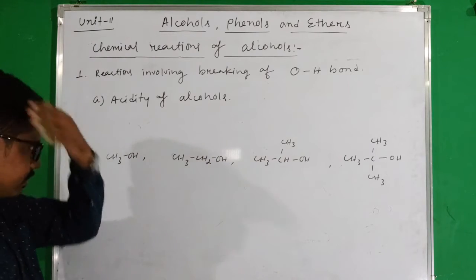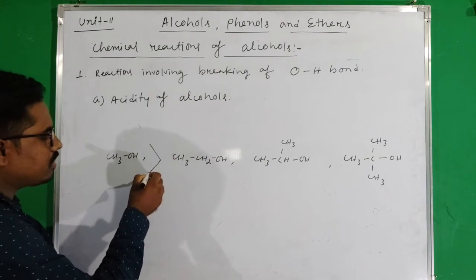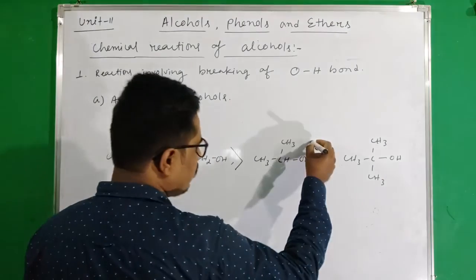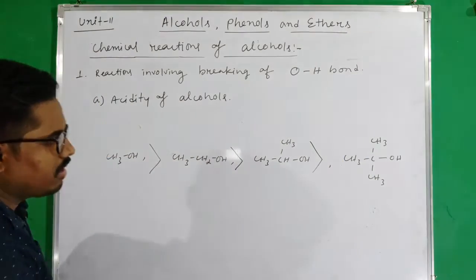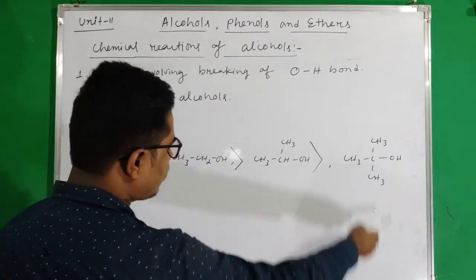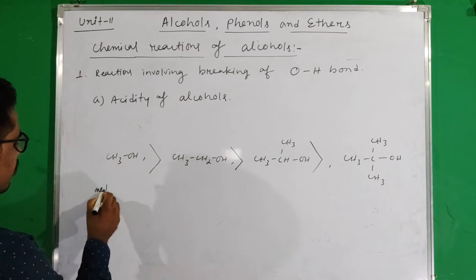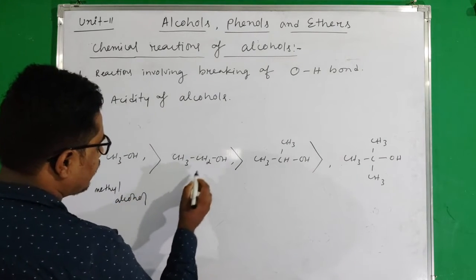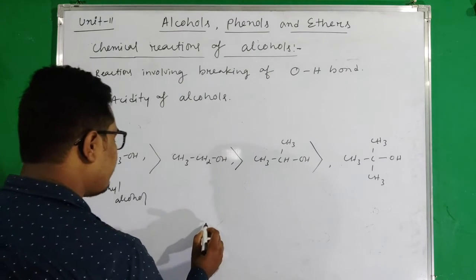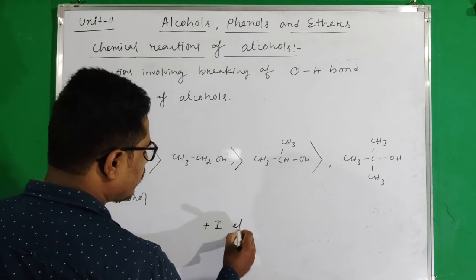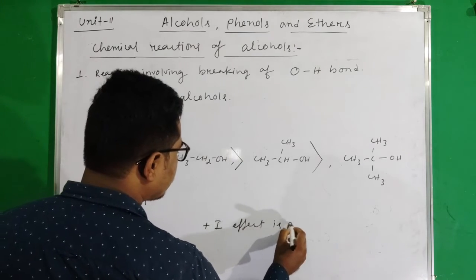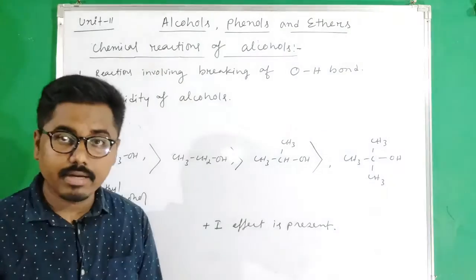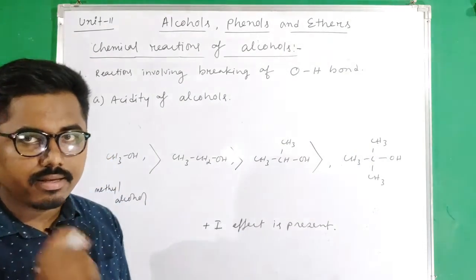Now if we compare, then the acidity of methyl alcohol is higher than primary alcohol, and the acidity of primary alcohol is higher than secondary alcohol, and the acidity of secondary alcohol is higher than tertiary alcohol. The reason is, when alkyl groups are present, then positive inductive effect is present, that is plus I effect, and about plus I effect you have already studied in class 11.